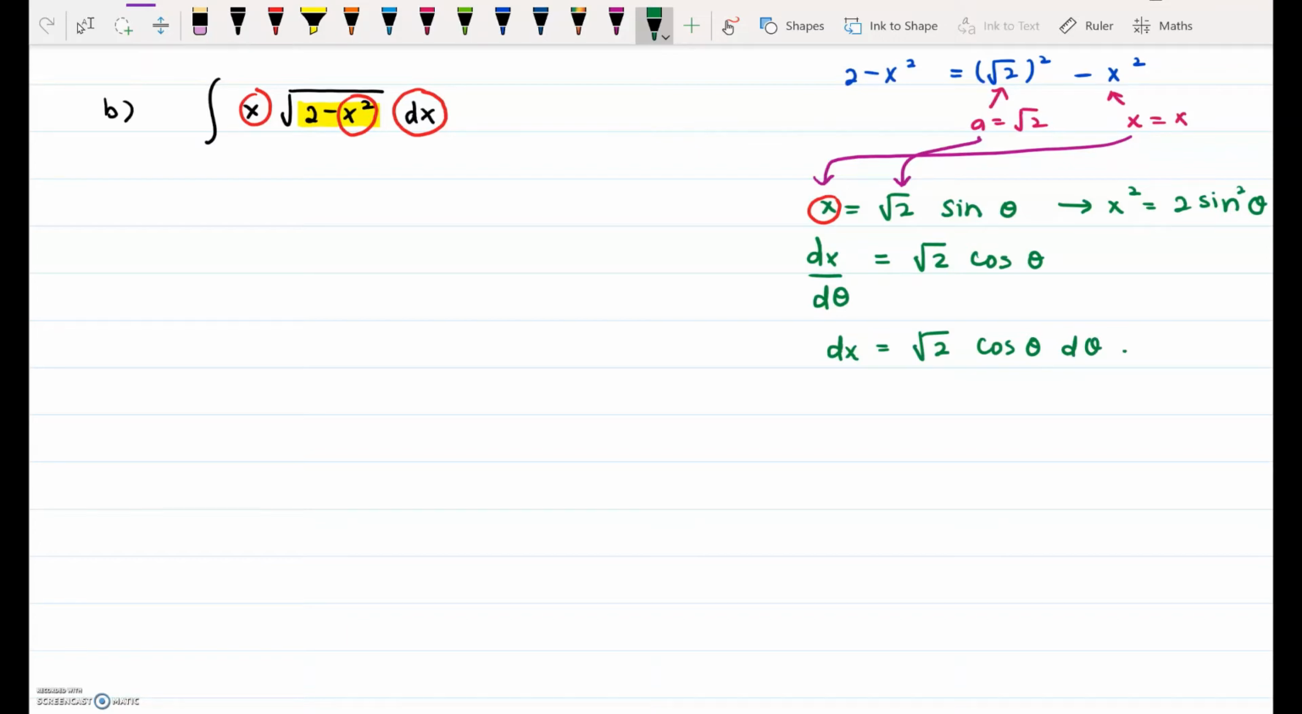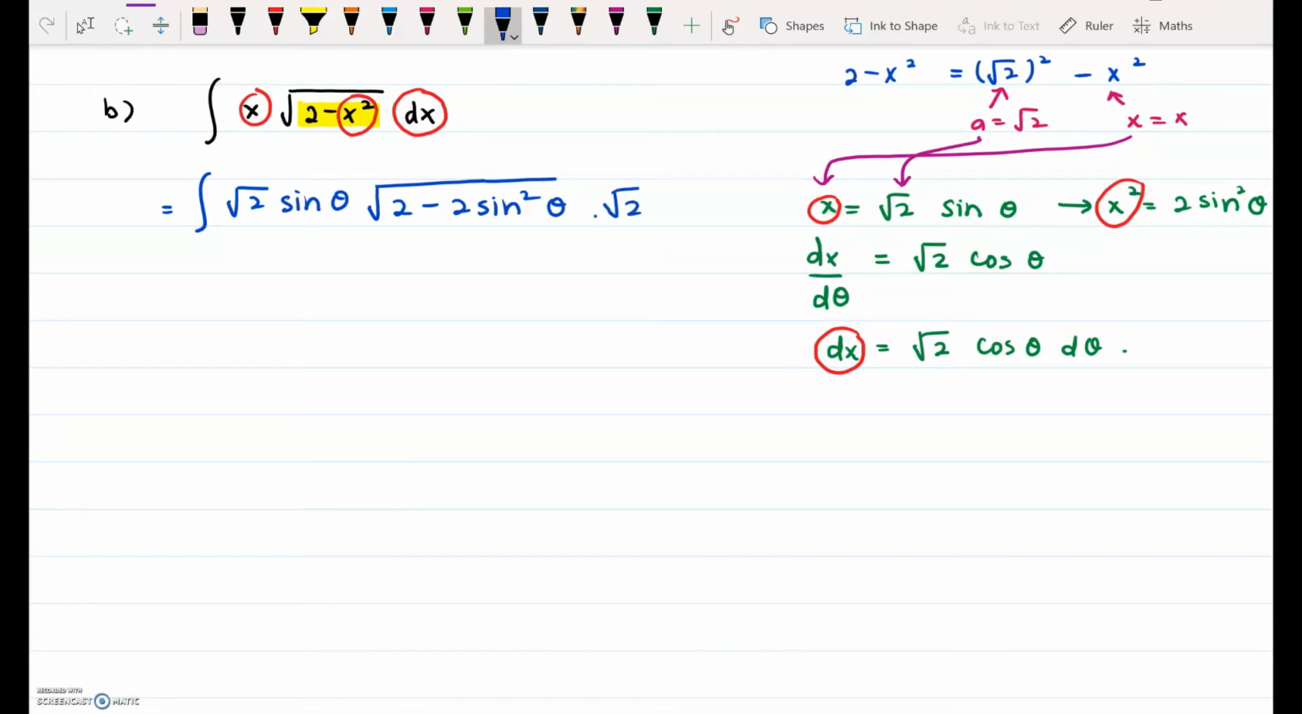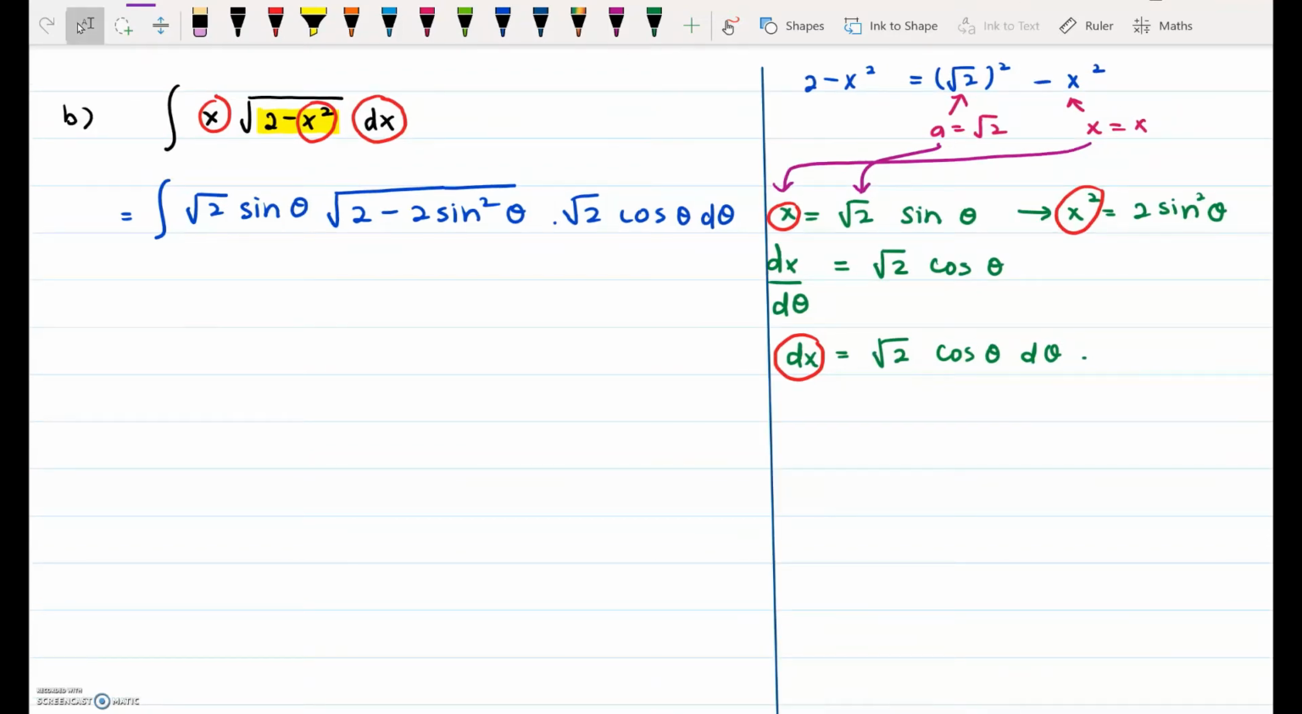Alright, let's continue with the substitution. Now we will substitute all the terms here. We have x squared and also dx in your question. So we have the integration of x, which is square root 2 sine theta, and then the square root of 2 minus x squared, which is 2 sine squared theta, and dx is square root 2 cos theta d theta. Next we want to simplify the numbers. We have square root 2 times square root 2, which is 2.